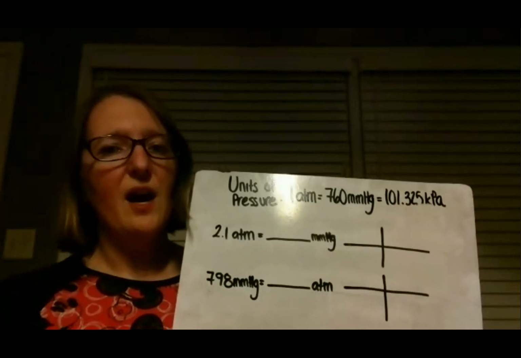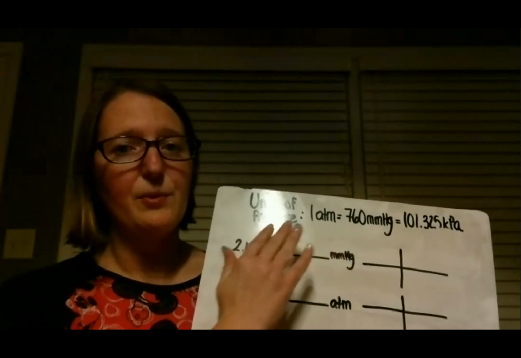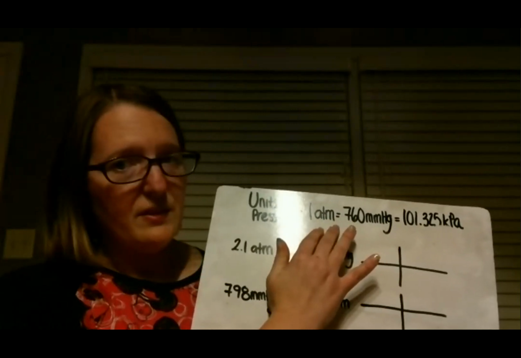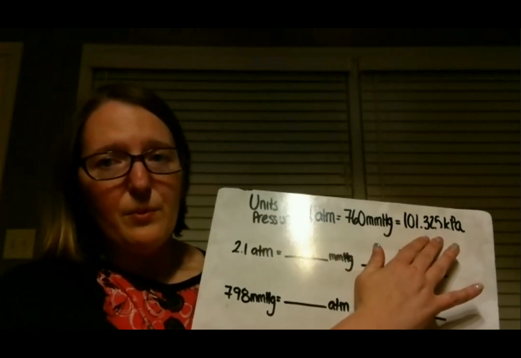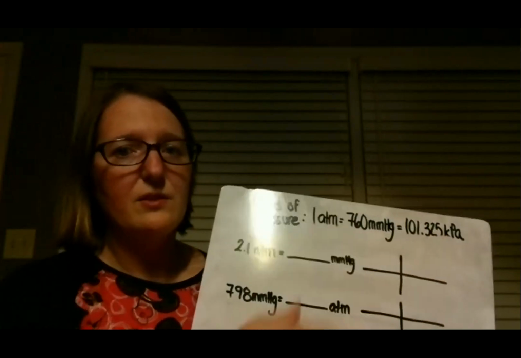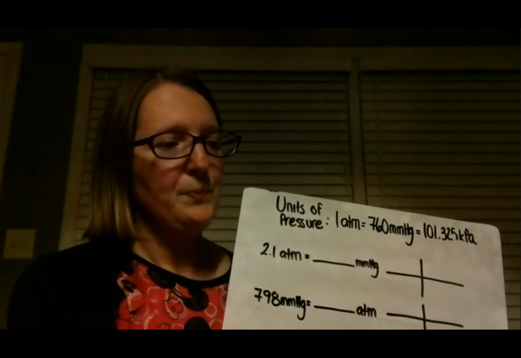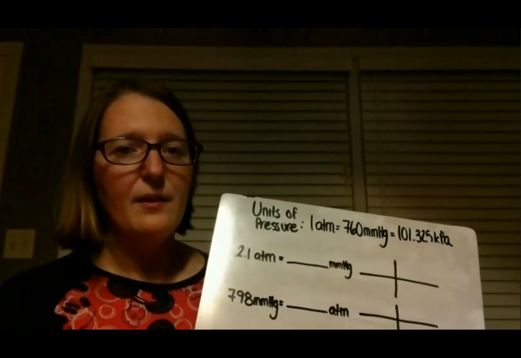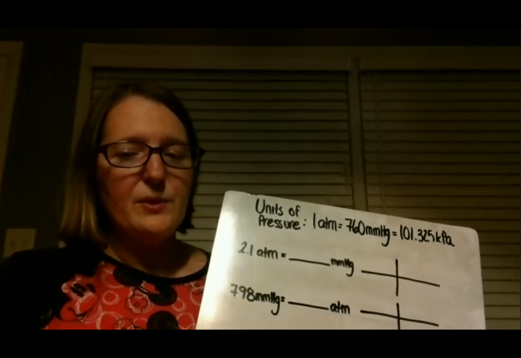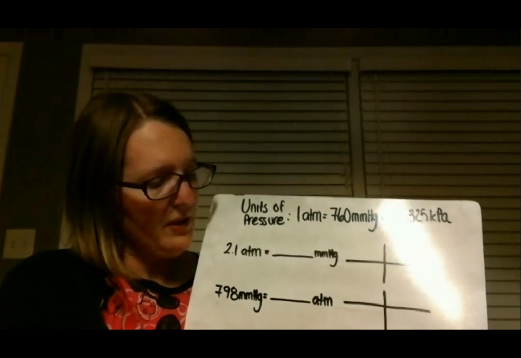All right, so at the top, which is your number 1 on the conversions, is our simple units of pressure, standard pressure conversion. 1 atmosphere equals 760 millimeters of mercury equals 101.325 kilopascals. These are the conversion factors we are going to use. All right, so then number 2 is how many atmospheres. So 2.1 atmospheres is how many millimeters mercury. So we're going to use our factor labeling here. And I'm going to do all of our steps.